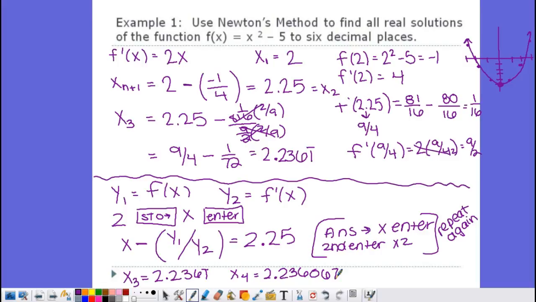Do it again. X5. You got 2 duplicate answers to 6 decimals, you're done. This is your approximate root. What do we know about this root? We know that it occurs at the positive and the negative. So we would know that the root would be plus or minus 2.236067 approximately.